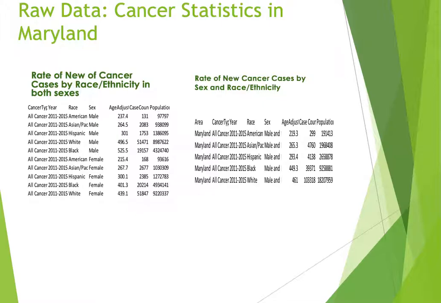However, this time it's looking at the rate of new cancer cases by race and ethnicity in both sexes and the rate of new cancer cases by race and sex. Unlike the previous data, this data focuses on all counties in Maryland. However, age-adjusted rates, case counts, and population are given for each race and sex. Overall, we can tell that this data, much like the previous data, gives information. However, the data in itself is not very powerful.